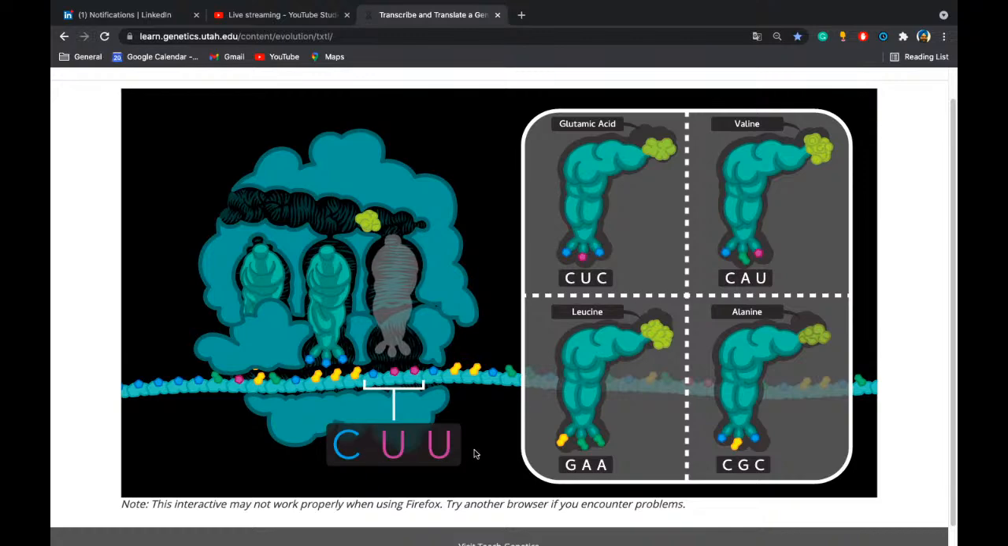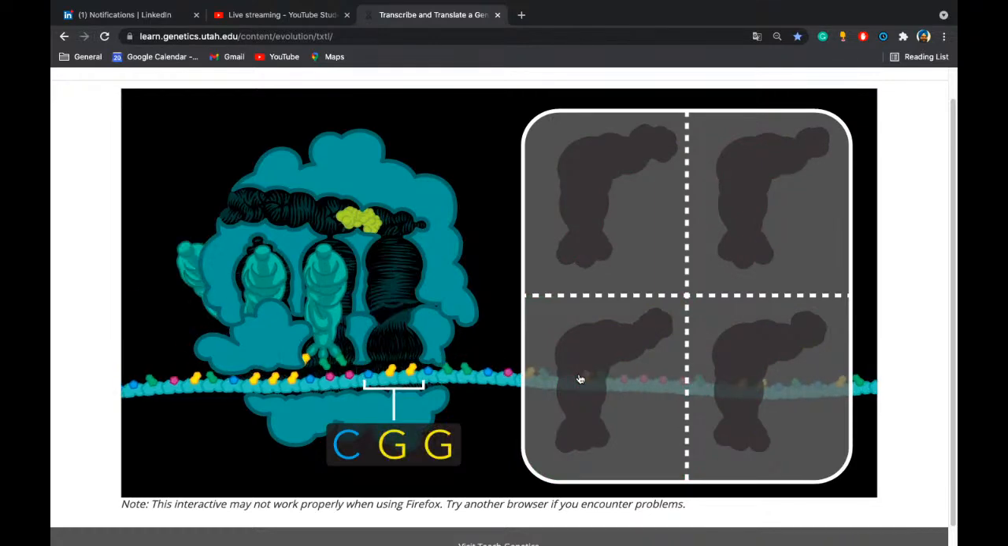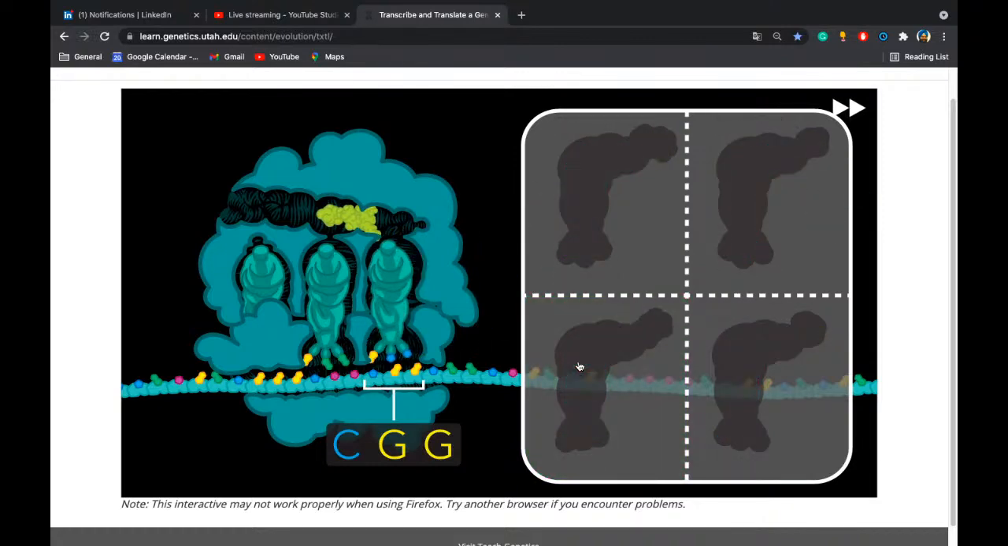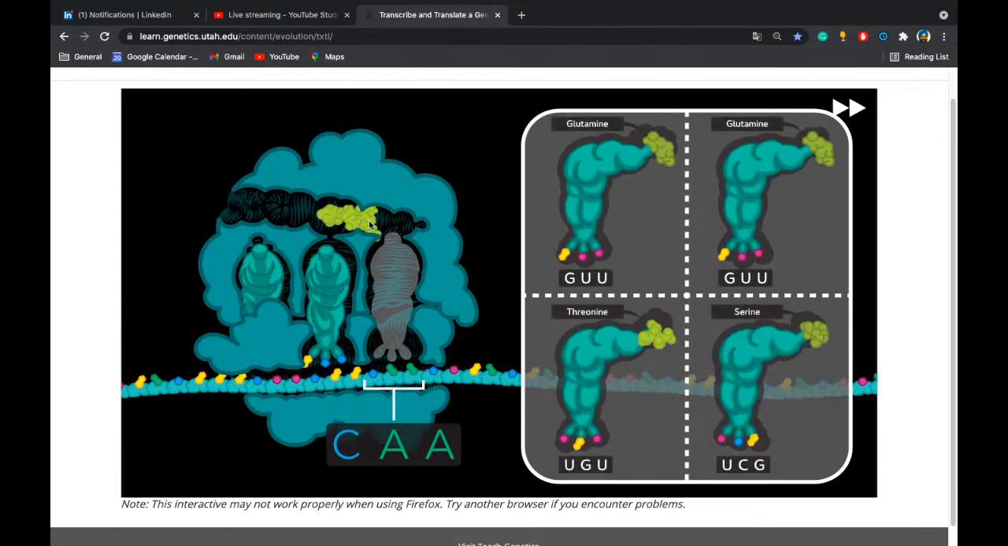Now it's CUU. So it will be GAA. Right? GAA. Leucine. And it keeps going on like this. CGG. CCC. So here you can see the polypeptide chain of amino acids being produced, and this keeps going on.